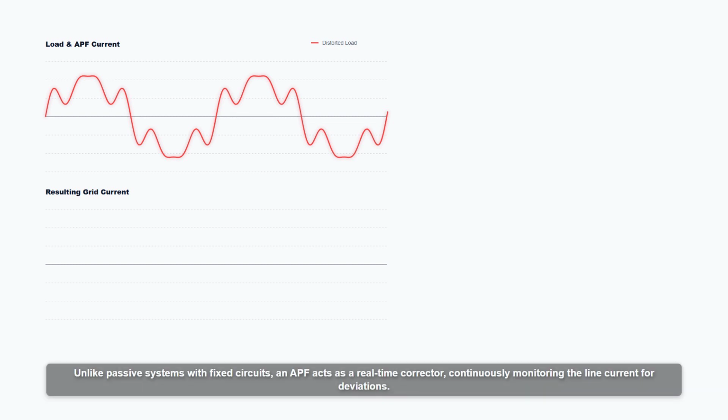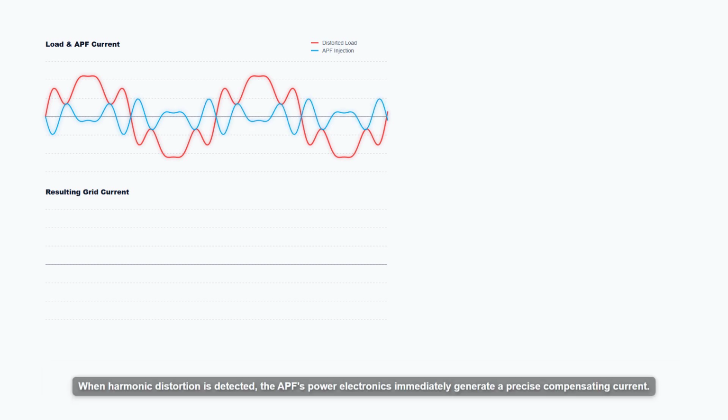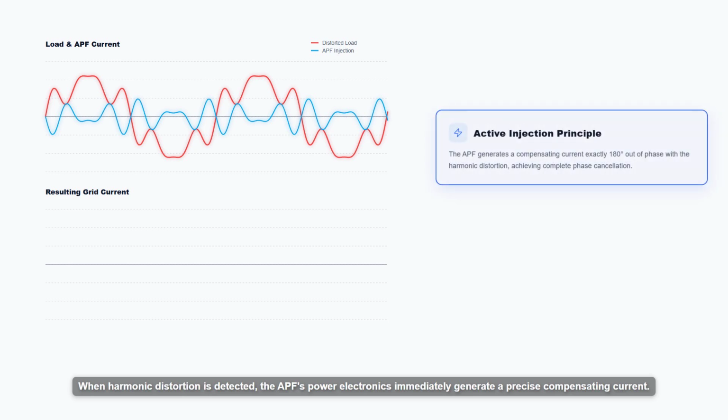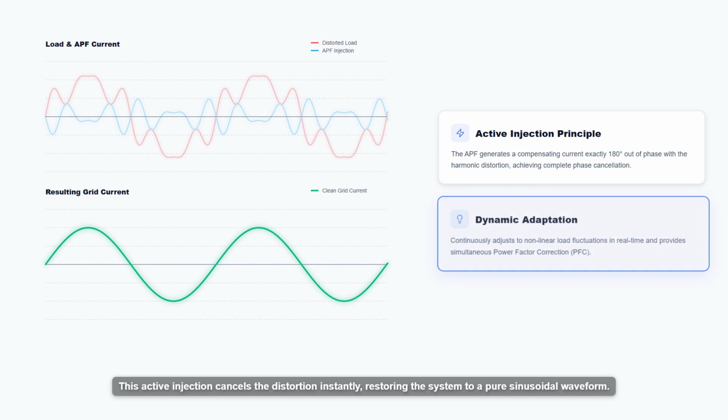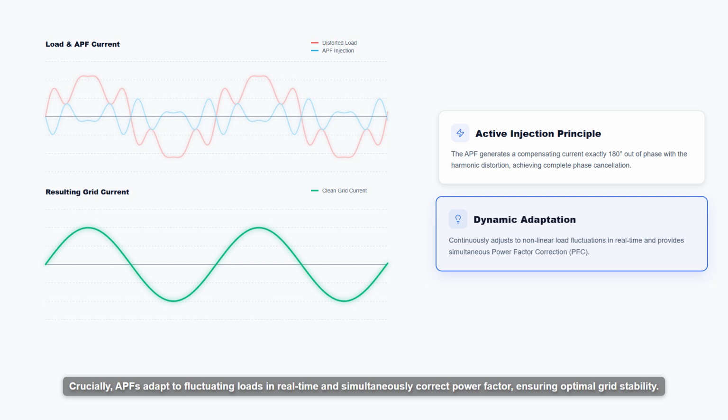Unlike passive systems with fixed circuits, an APF acts as a real time corrector, continuously monitoring the line current for deviations. When harmonic distortion is detected, the APF's power electronics immediately generate a precise compensating current. The principle relies on phase cancellation. The injected current is exactly 180 degrees out of phase with the harmonic noise. This active injection cancels the distortion instantly, restoring the system to a pure sinusoidal waveform. Crucially, APFs adapt to fluctuating loads in real time and simultaneously correct power factor, ensuring optimal grid stability.